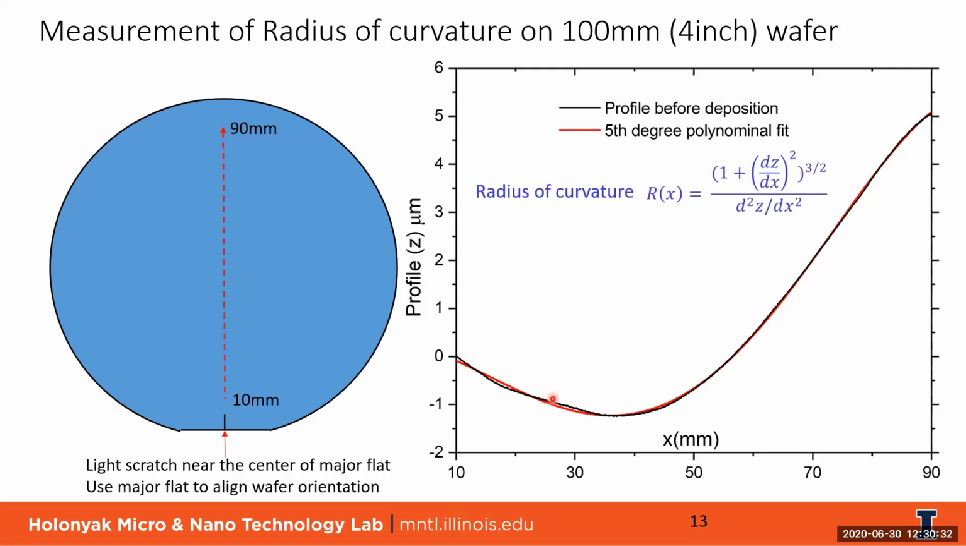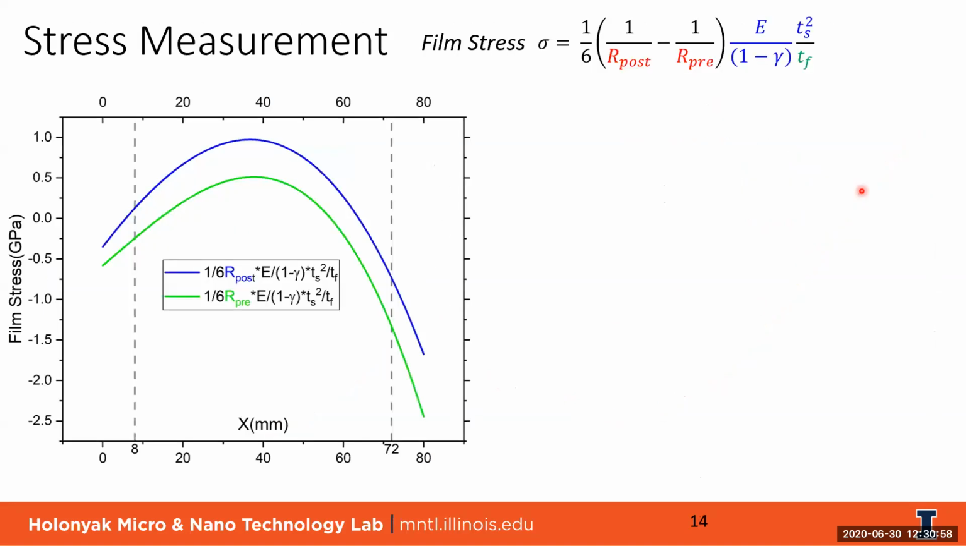If you remember from your calculus class, the radius of curvature is defined this way, with both the first derivative and the second derivative. After we get the polynomial fit, it's very easy to calculate those derivatives. And therefore, we can get the radius of curvature at each data point. After that, we are ready to get our film stress by plugging into the Stoney equation.